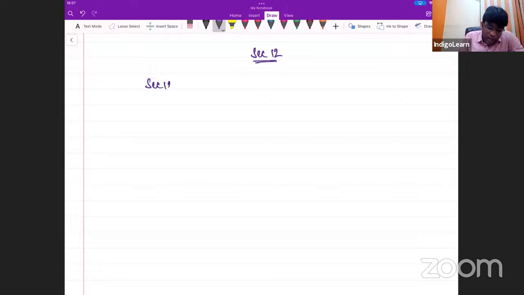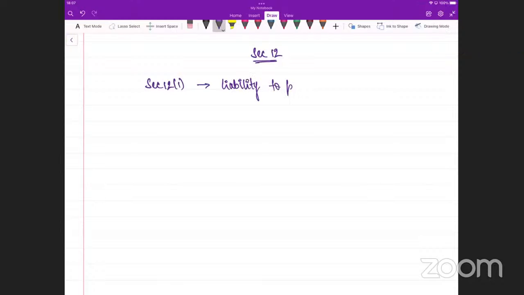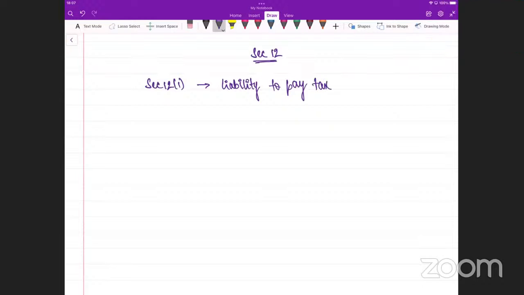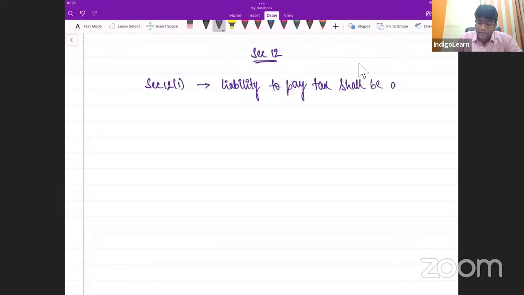First, let's talk about section 12(1), which clearly says liability to pay tax. I repeat once again, what is the language given? The liability to pay tax shall be as per time of supply.